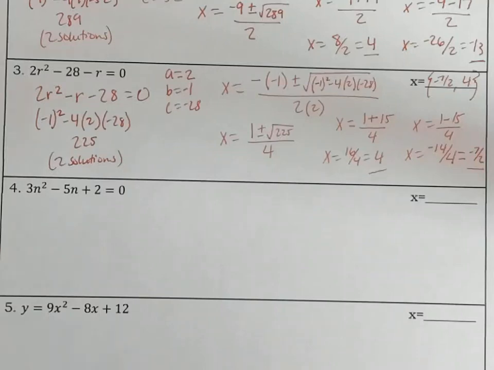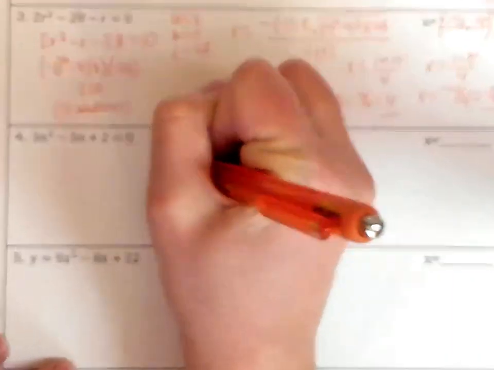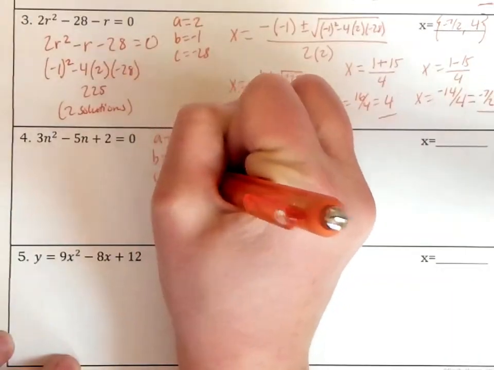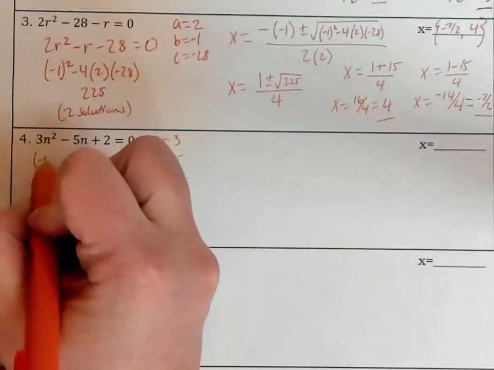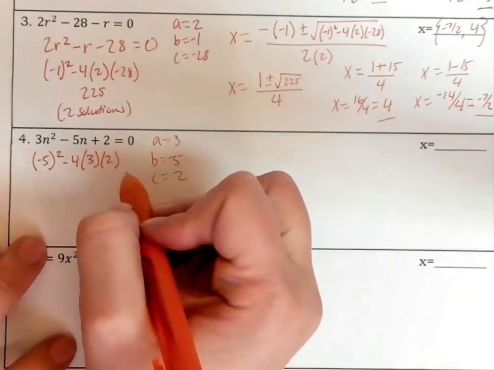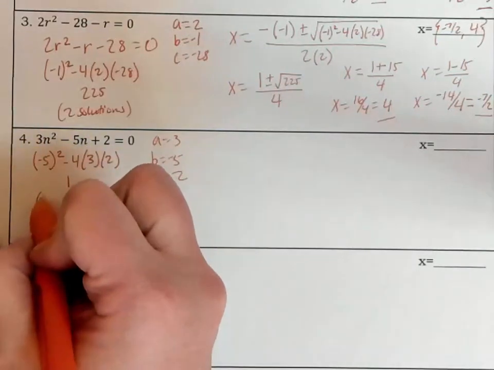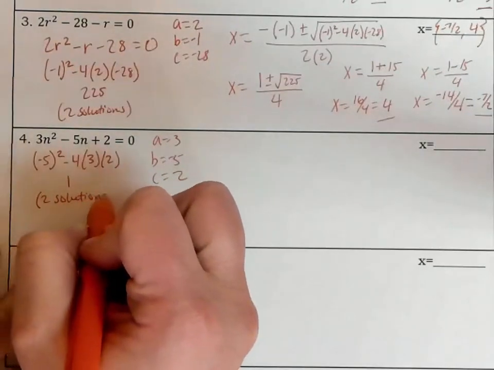All right, looking at number 4, another example here. So again, we need to check to simplify, rearrange, remove any greatest common factor. None of that needs to be done. It's already in standard form. Let's go ahead and do the discriminant. So a here is 3, b is negative 5, and c is 2. So I'm going to plug those values in. I get negative 5 squared minus 4 times 3 times 2. Altogether, that gives me 1. 1 is greater than 0, so I do end up with two solutions on this one as well.